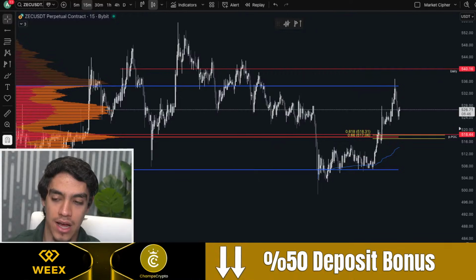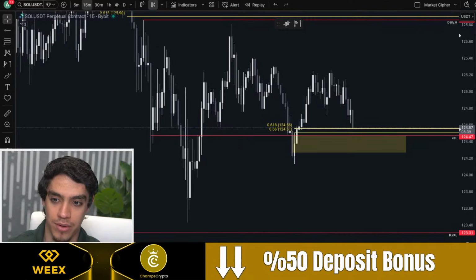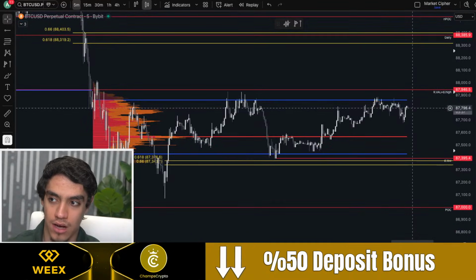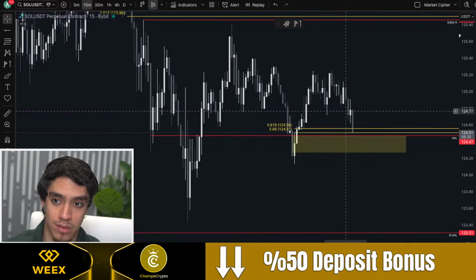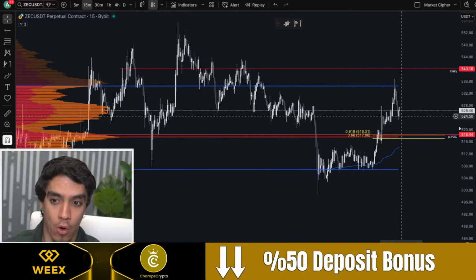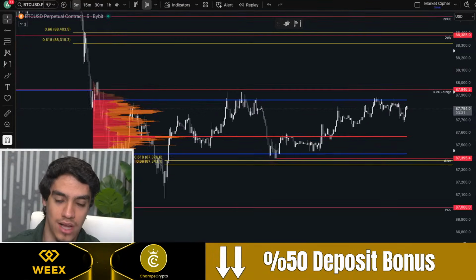We got Solana dropping, Zcash is holding up. I'm like, see how nice it is to trade when the market is off. Literally, altcoins diverge from Bitcoin. So we got Bitcoin stuck a bit, Solana is dropping for some reason, Zcash is holding itself well. So that's very fun, to be honest.